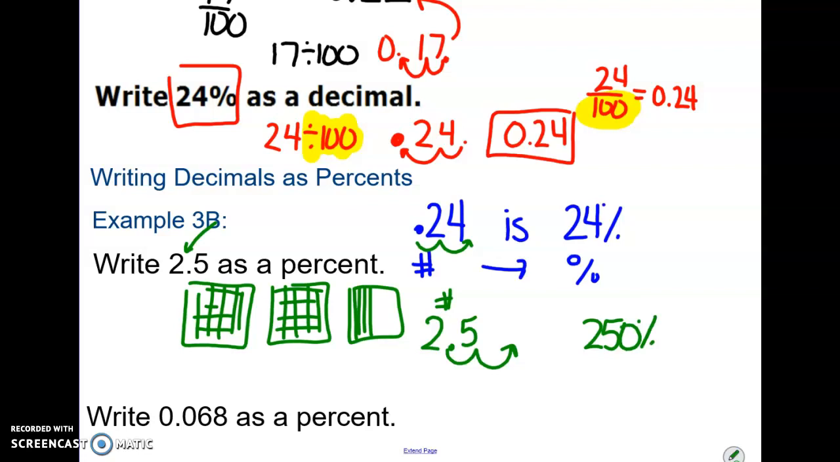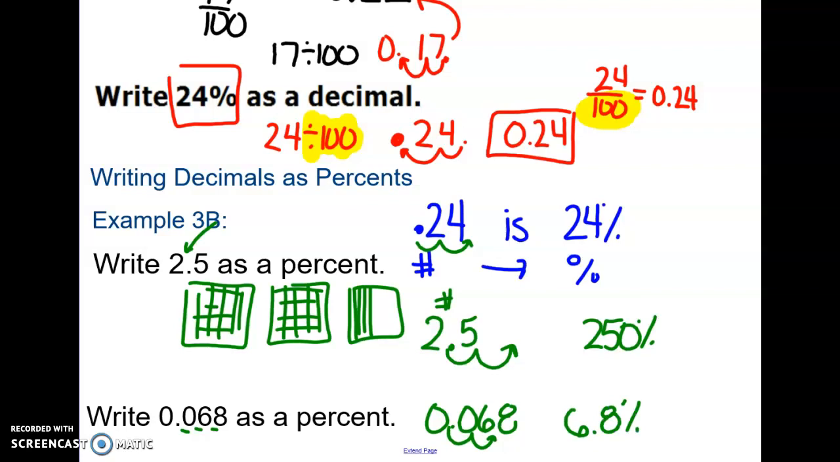Okay, with the second one, we've got tenths, hundredths, thousandths. I've got 68 thousandths as my amount. I want to change it to a percent. Once again, I move my decimal point 2 places to the right, 1, 2, and it would be 6.8%.